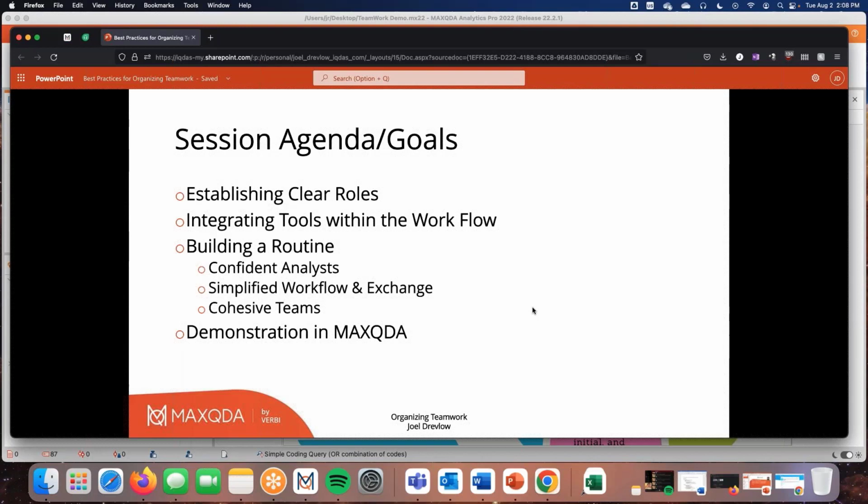Finally, at the end, I'm going to give you a demonstration of some of the specific tools that we use to do team-based analysis, and give you an idea of what the project flow looks like in terms of creating project files and distributing those.